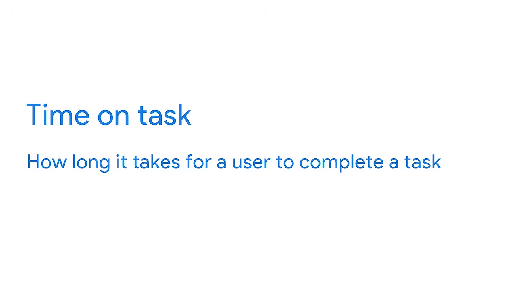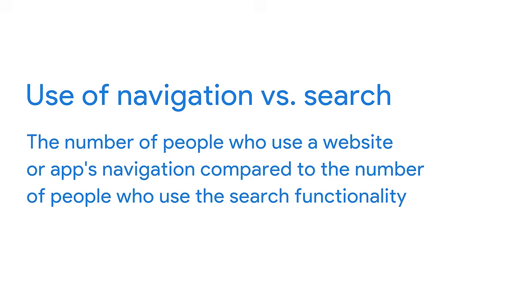First up, time on task. This measures how long it takes for a user to complete a task. A task could include filling out forms, making a purchase, or any other user activities. It's generally safe to assume that the less time it takes for users to perform a task, the more effective your UX design is. Next, we have use of navigation versus search.